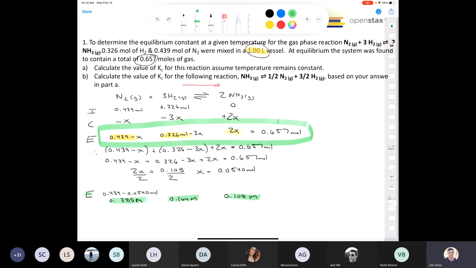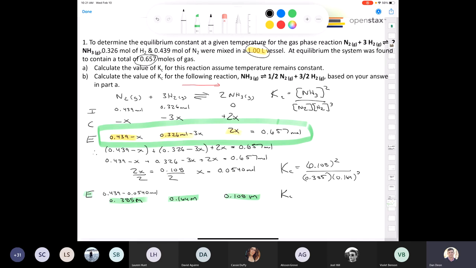So now we have our equilibrium concentrations, and we can plug those into the equilibrium expression, which I could have written at the beginning. Kc is equal to the concentration of ammonia squared divided by the concentration of N2 times the concentration of hydrogen cubed. So we'll plug that in here. So I'll say Kc is equal to 0.108 squared divided by, what's my nitrogen, 0.385 times 0.164 cubed, yeah, there we go.